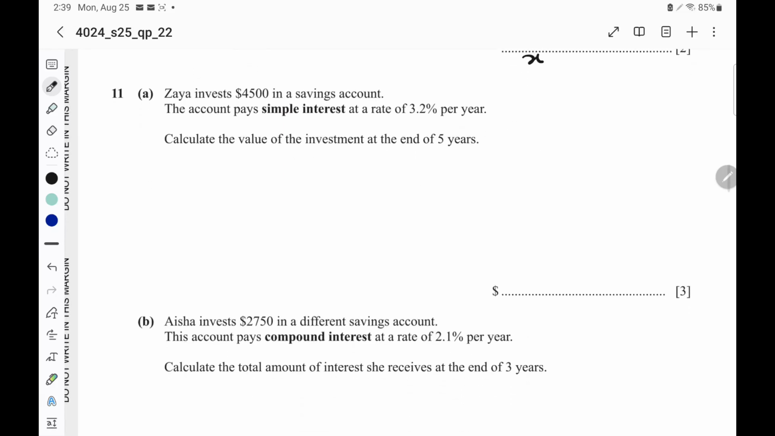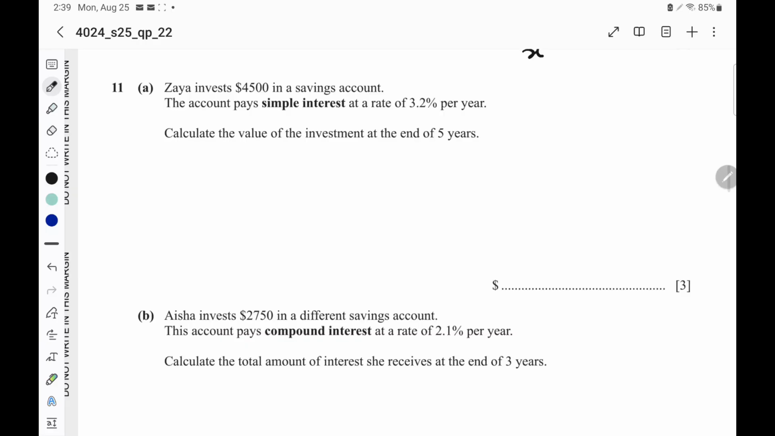2 marks question. Zaya invests $4,500 into a savings account. The account pays simple interest. Simple interest means I equals PRT upon 100, at the rate of 3.2%, which is the rate per year. Calculate the value of the investment at the end of 5 years. It means that the amount is required. Amount equals the principal plus interest, because at the end of 5 years the person is going to take the investment plus the interest also.